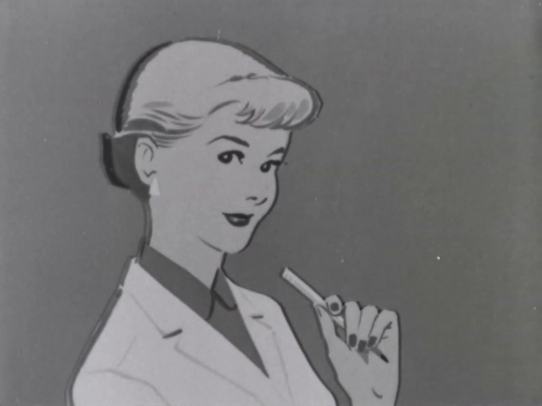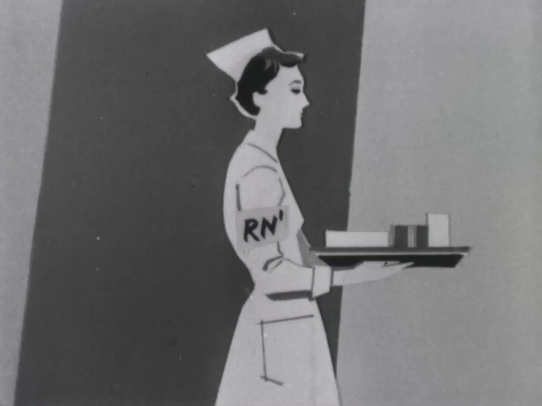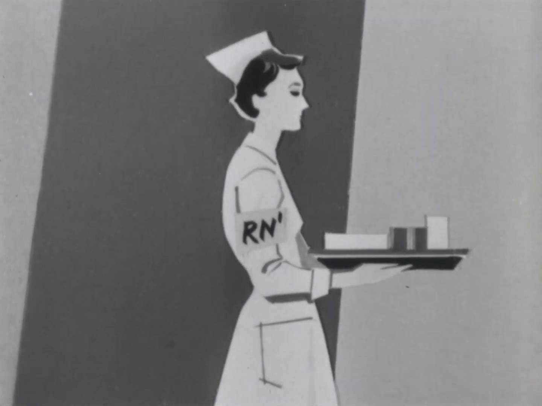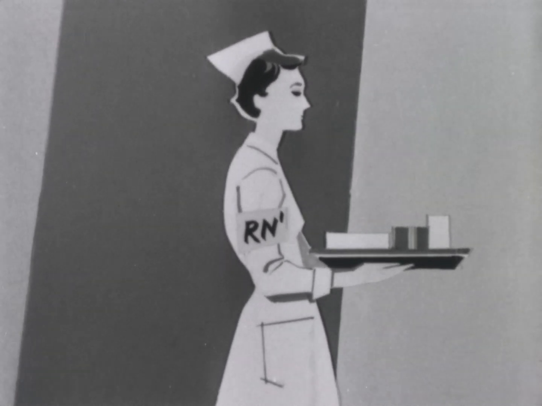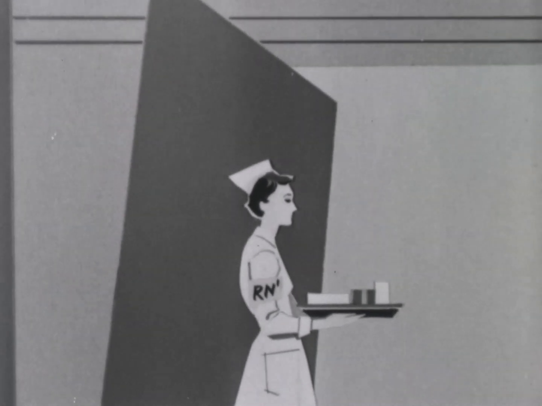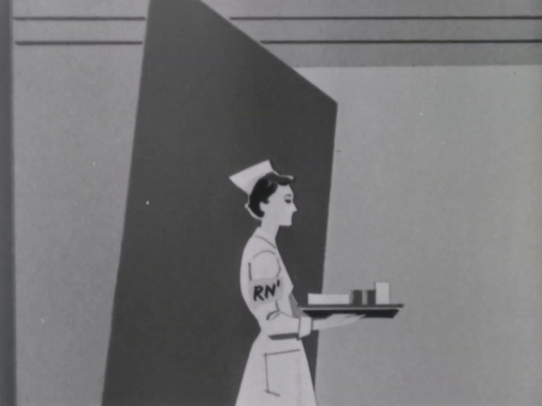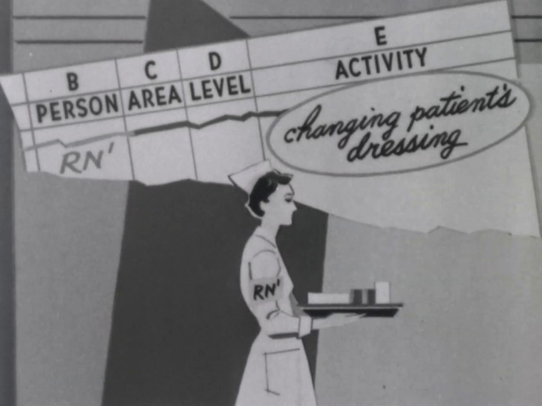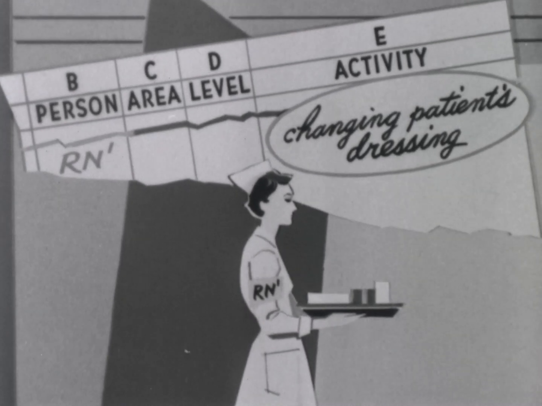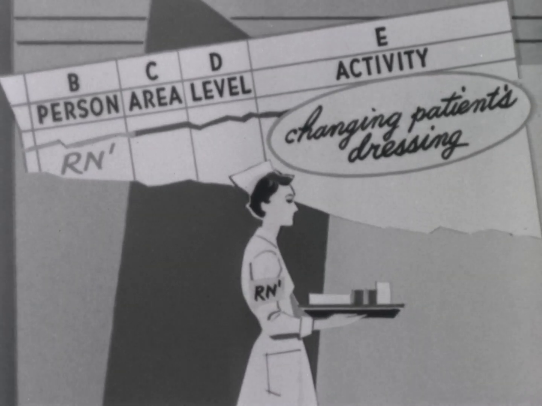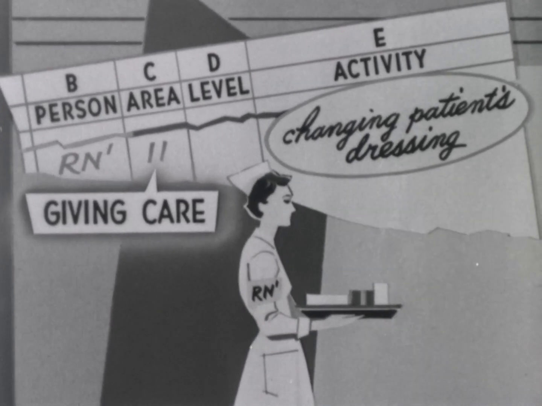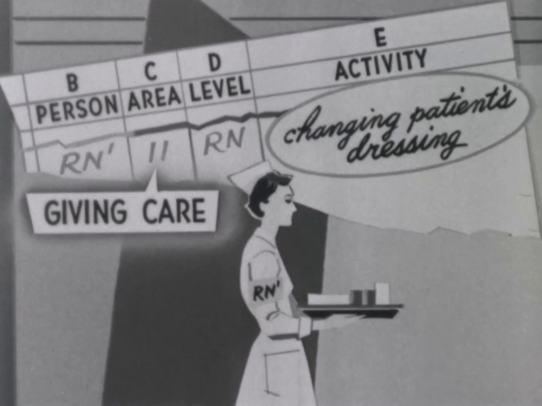Here is our last example. The observer sees RN1 carrying a treatment tray as she leaves a patient. She has just changed a dressing. The activity is part of the care given, so it is recorded in column E as changing patient's dressing. It is coded by area in column C as 11, giving care, and coded by level, RN, in column D.